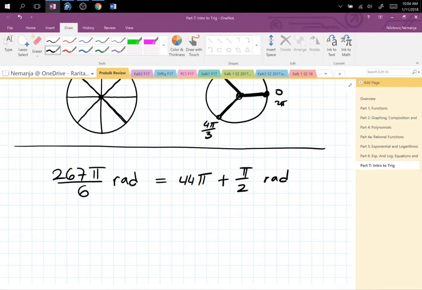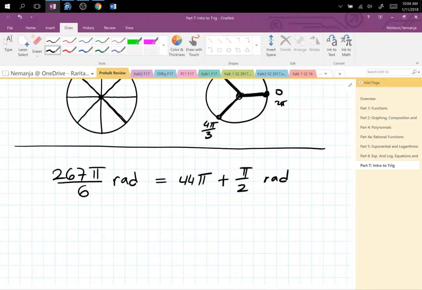And then the leftover would be pi over 2. So that's an extra 90 degrees to make it to 267 pi over 6. So this is what we have for that one. Now, you can transfer this into degrees by going 22 times 360 plus 90, right?